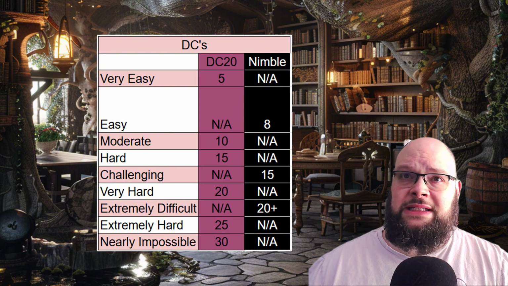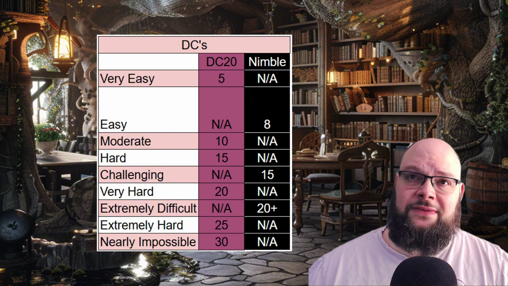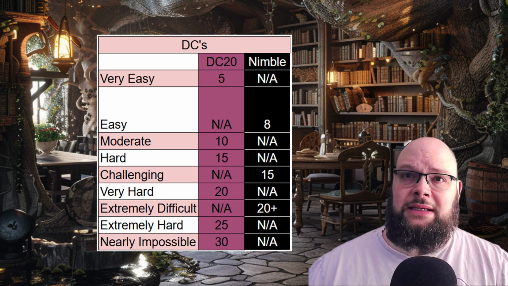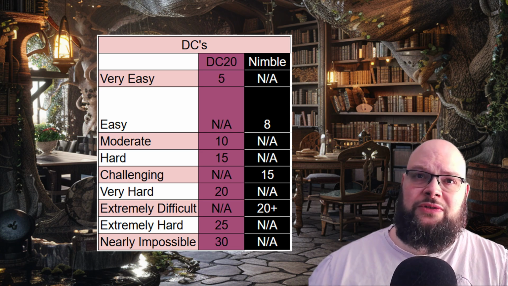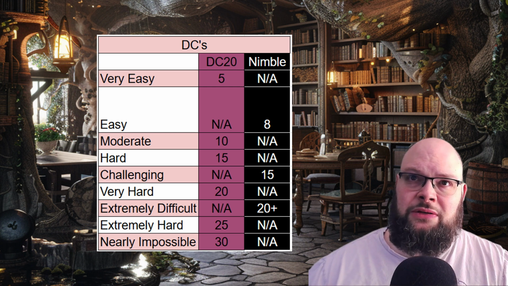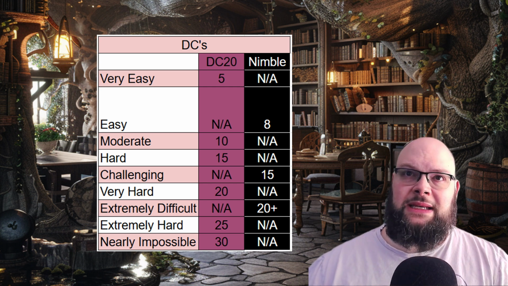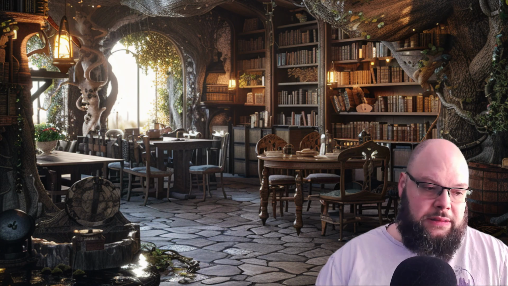And DC 15 lines up with DC 15 for hard and challenging. And then DC 20 plus. So you could almost just one-to-one the DCs. I would not make an 8 a 5 in DC20 probably.